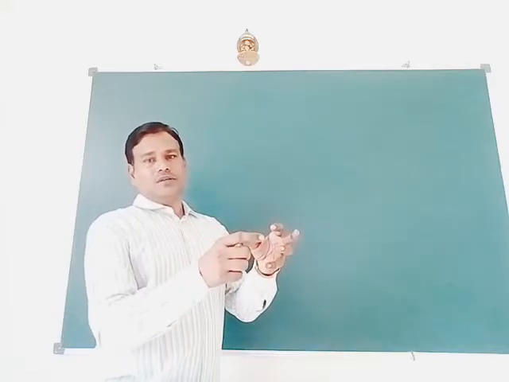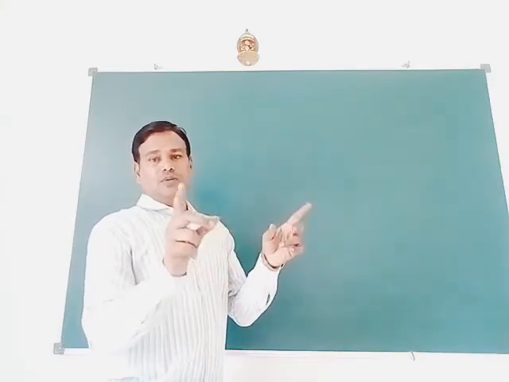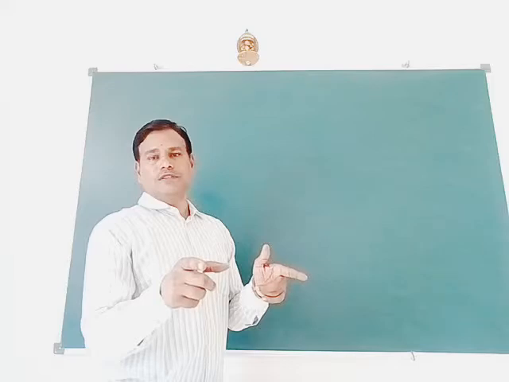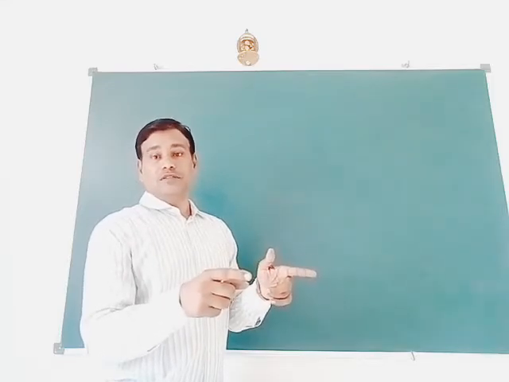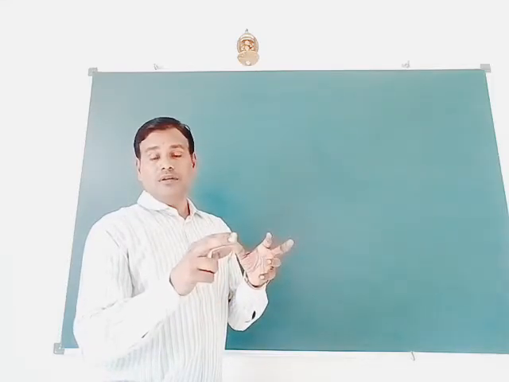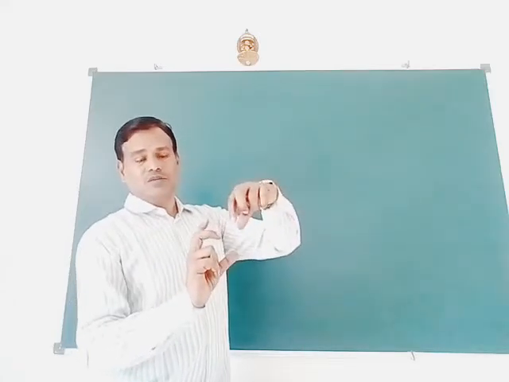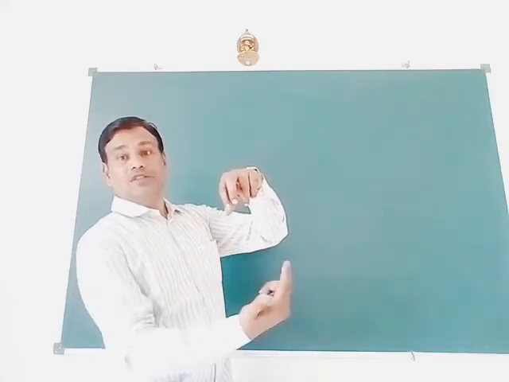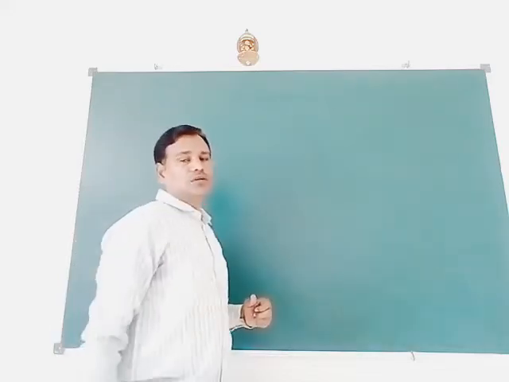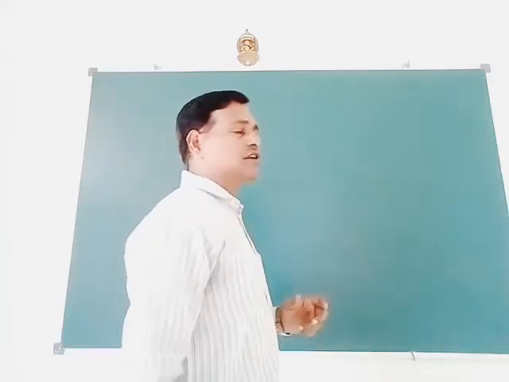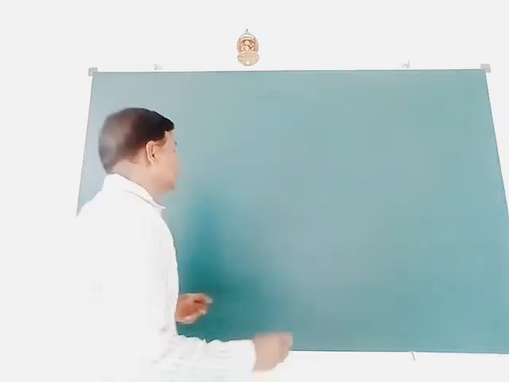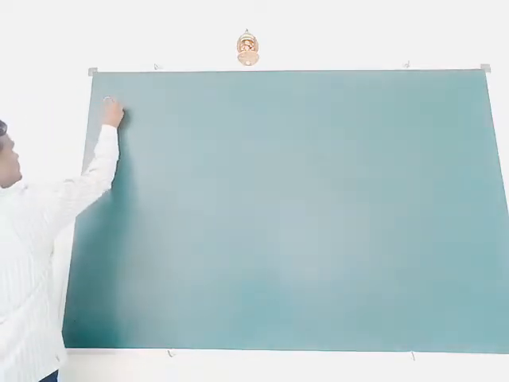If an object is under the action of two equal and opposite forces separated by a small distance, then the body does not move anywhere but it starts moving about its own axis. It is called rotational motion. So before that, some concepts related with circular motion. So what is circular motion?